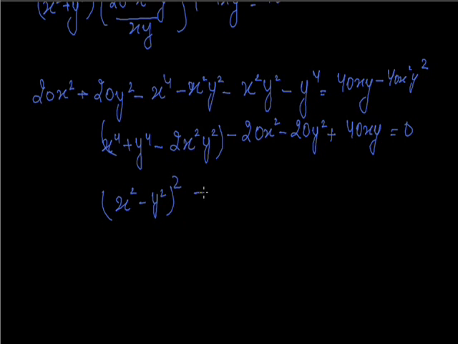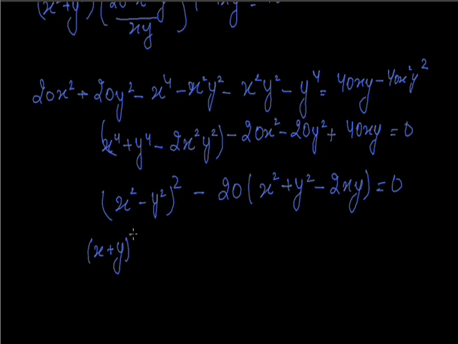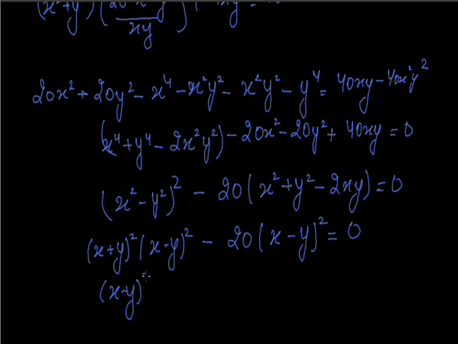So it is making a square. Similarly, we take 20 common and it will become x square plus y square minus 2xy, which is equal to 0. It can be written as (x plus y) whole square and (x minus y) whole square, since x square minus y square is (x plus y)(x minus y). Similarly 20 and it is making a square of (x minus y) whole square, which is given as 0. Take (x minus y) square as common. What will be left? (x plus y) whole square minus 20, which is equal to 0.